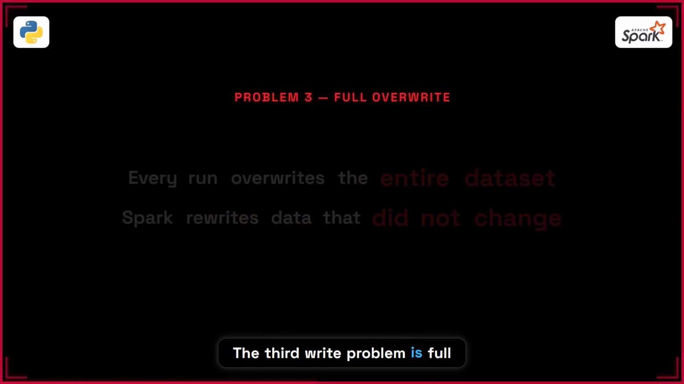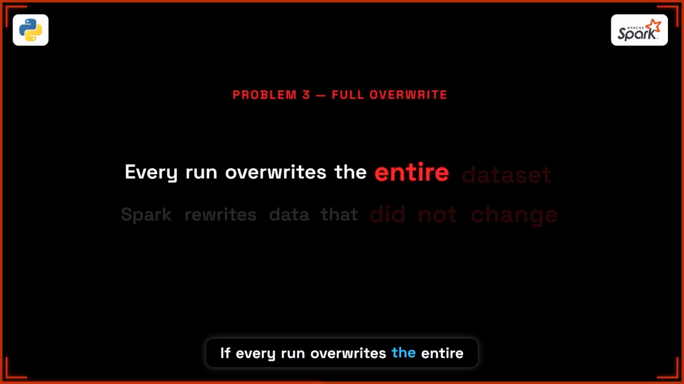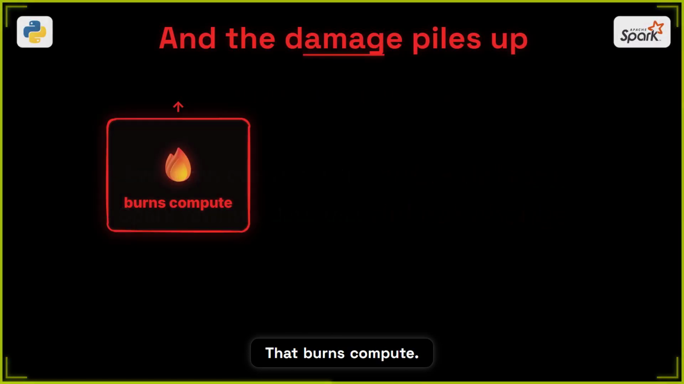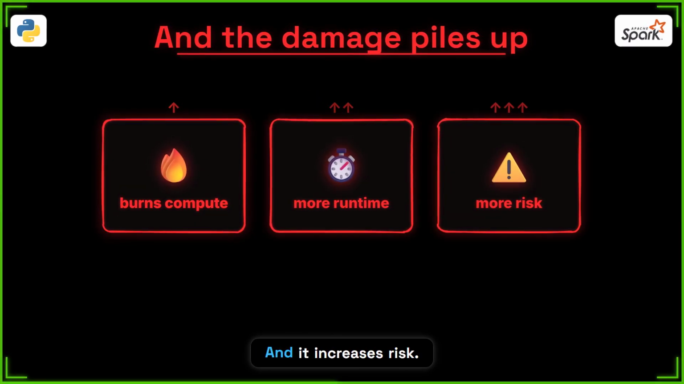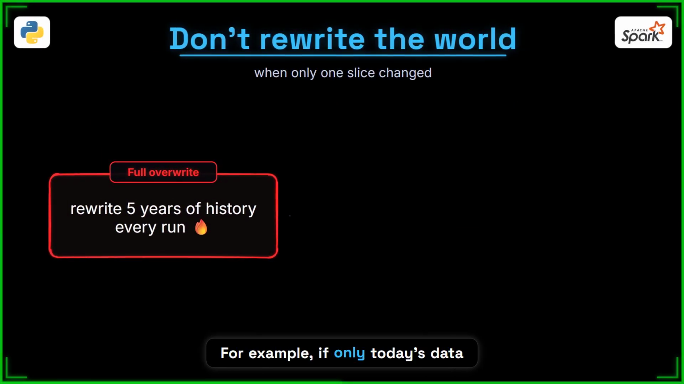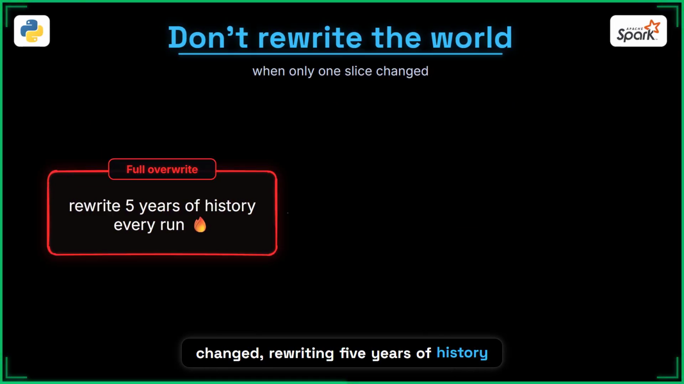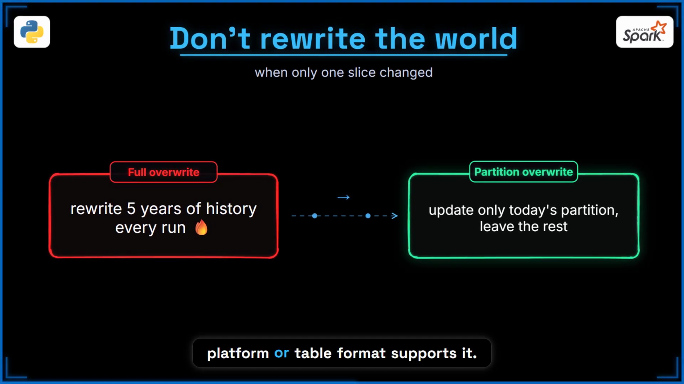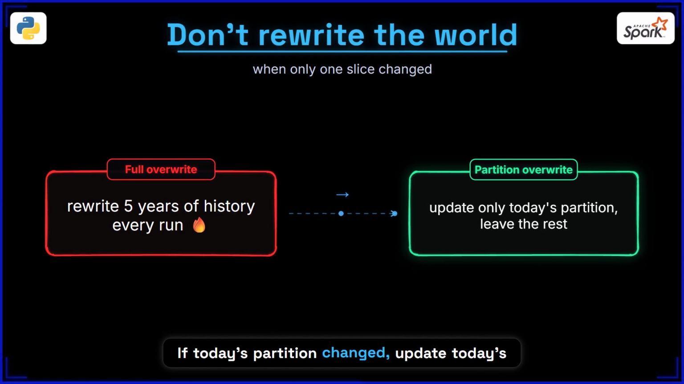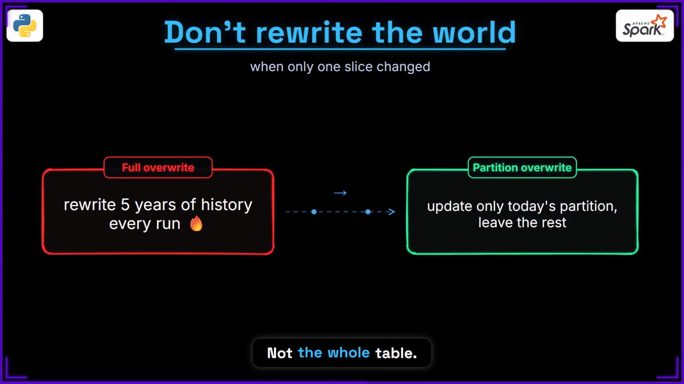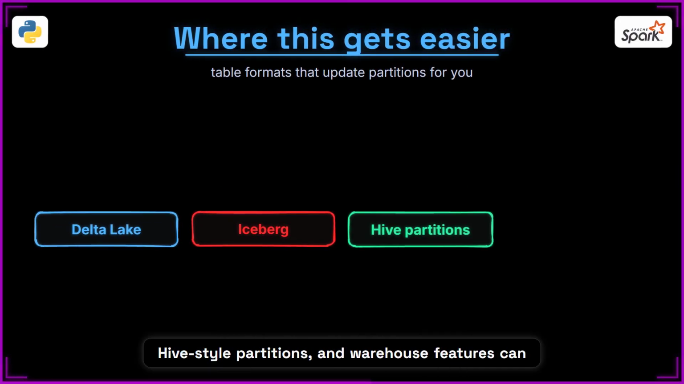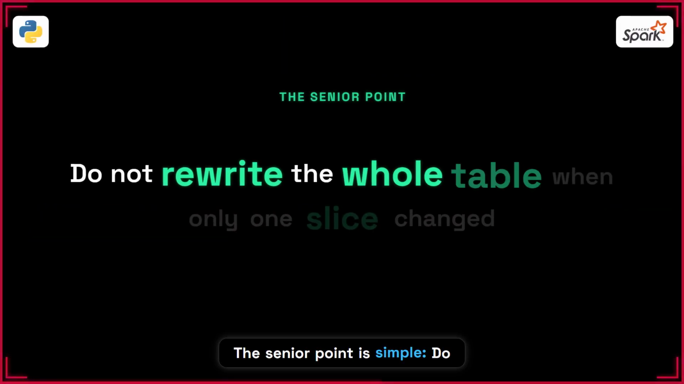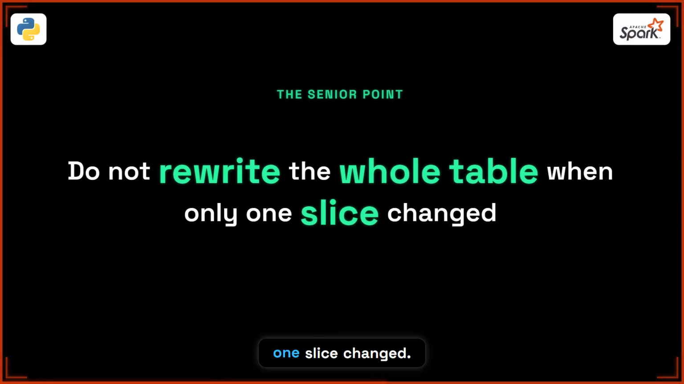And the third write problem is full overwrite. If every run overwrites the entire dataset, Spark may delete and rewrite data that did not even change. And because of that, it burns compute, it increases runtime, and it increases risk as well. For example, if only today's data changed, rewriting 5 years of history is wasteful. The better approach is to write only the affected partitions when your platform or table format supports it. If today's partition changed, update today's partition only, not the whole table. This is where Delta Lake, Iceberg, Hive-style partitions, and warehouse features can help, depending on your setup. The senior point is simple: do not rewrite the whole table when only one slice changed.